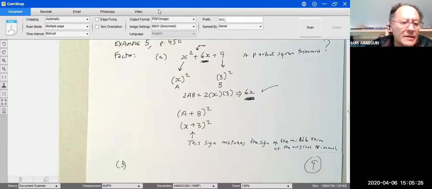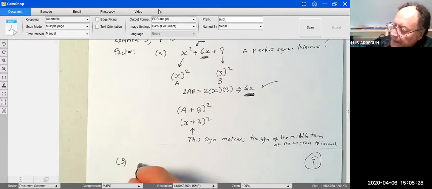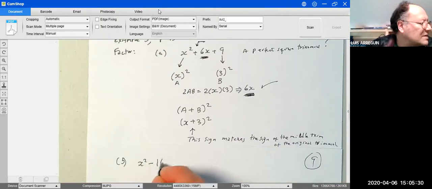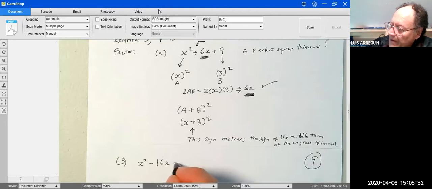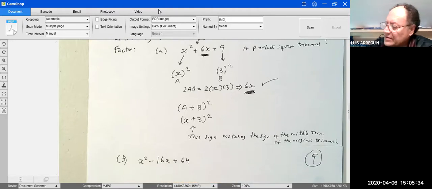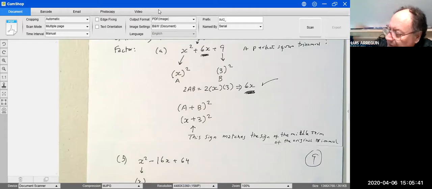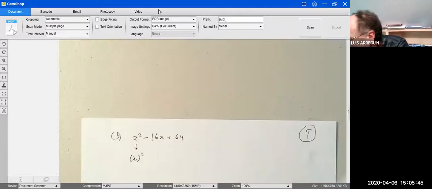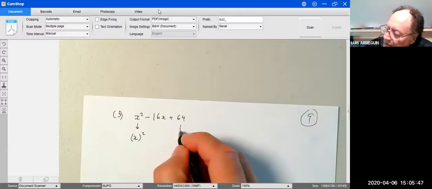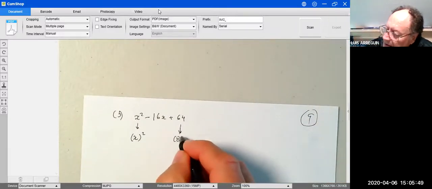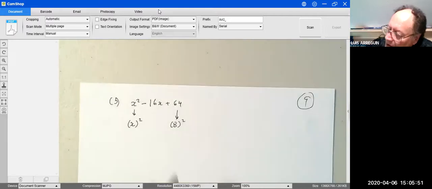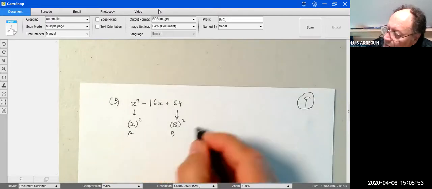So B, we have x squared minus 16x plus 64. Is this a perfect square trinomial? Let's see. We're going to write this as a perfect square. This is also x squared. Then 64 can be written as 8 squared. So now this is A, this is B.